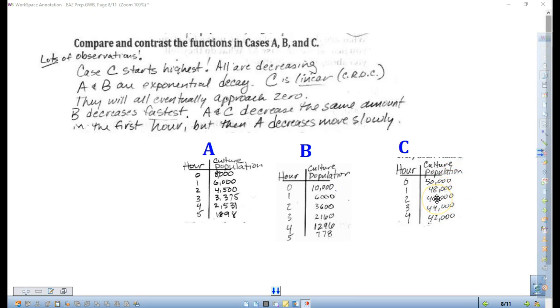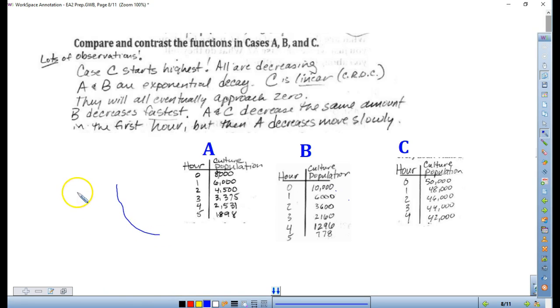At the end, C, I didn't write this, but at the end, C is decreasing the fastest. At the beginning, B is decreasing the fastest. A and C decrease the same amount in the first hour, but then A decreases more slowly. Since these exponential ones are slowing down, they start off decreasing a lot and then they slow down. And the linear one is decreasing 2,000 every time. It's going to be decreasing faster towards the end, and these guys decrease faster at the start. They're steeper at the beginning and a little bit flatter at the end. So stuff like that.